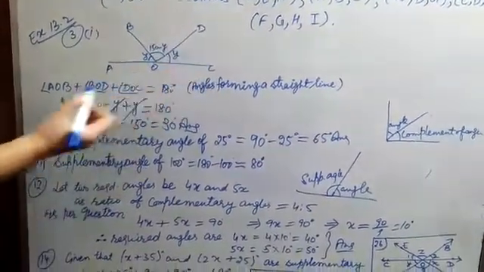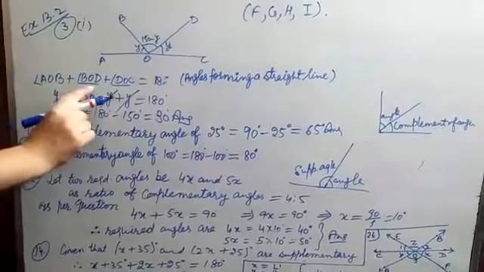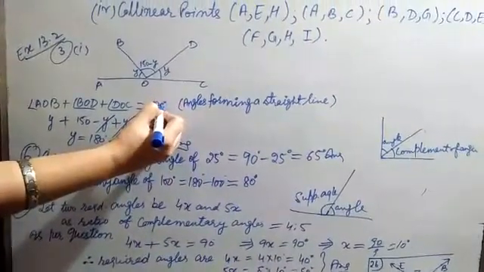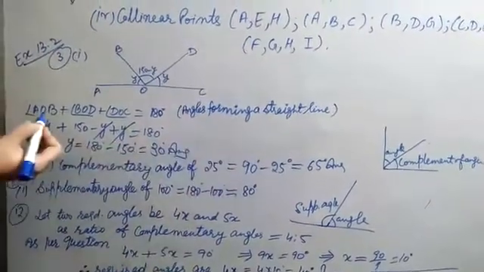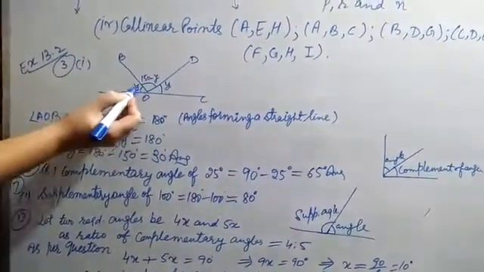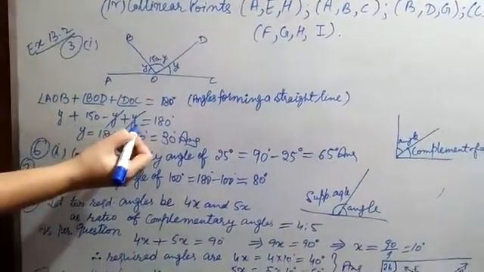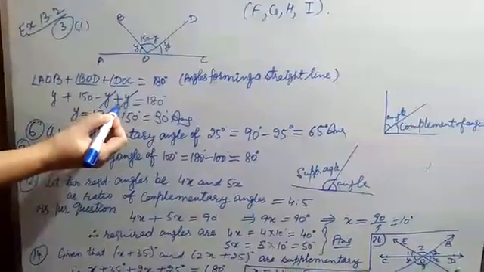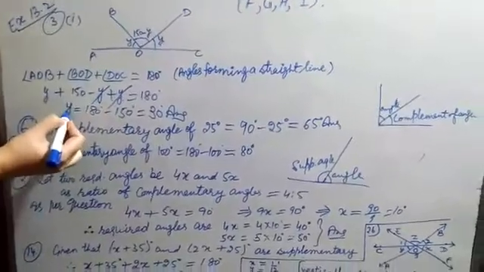AOC is a straight line. Now AOB plus BOD plus DOC form a straight line. So the sum of these angles is 180 because the angles are forming a straight line. Now feed the values. AOB is equal to y, next is 150 minus y, next is y. So feeding these values, it is equal to 180. Now minus y plus y, they are opposite to each other, so cancel. Y is equal to 180.